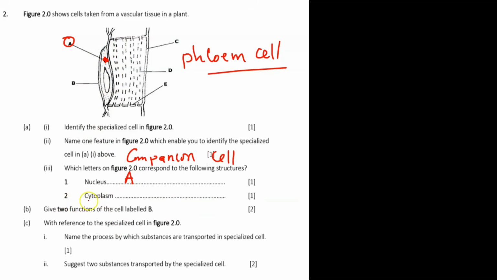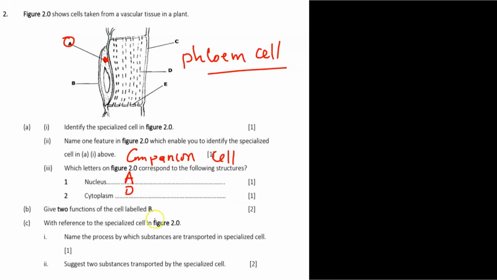Then, what about the cytoplasm? So look at this one. This one is not going up to the inside there, it's just outside. So the whole of this B is a companion cell. So the cytoplasm is this one, D. It is not pointing at this strand, but here, within here. So the cytoplasm is D, not B.